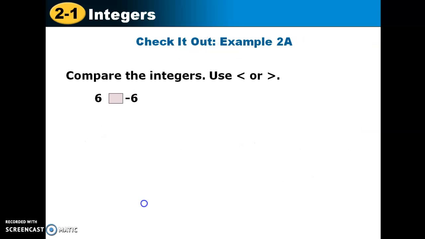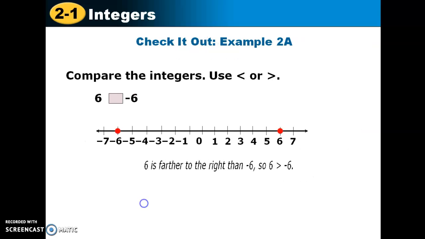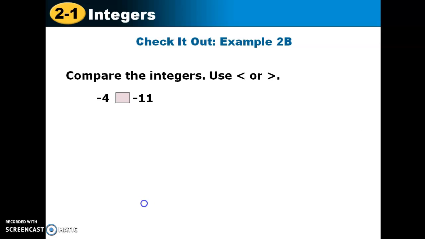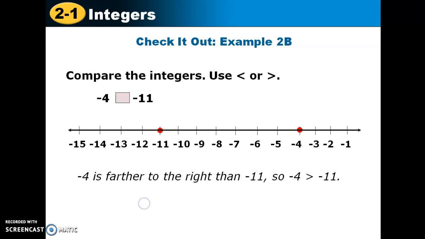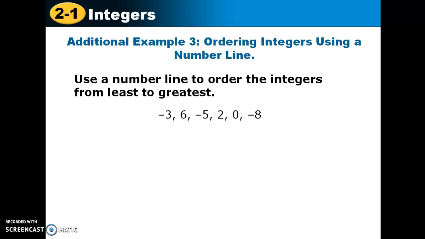Okay, so like I said, if you want to use a number line just to kind of compare things, you can. Once you get the gist of it or the hang of it, you might not need a number line. And the same thing goes for this next example where we're talking about a bunch of integers now. We have 6 integers and we want to order them from least to greatest.